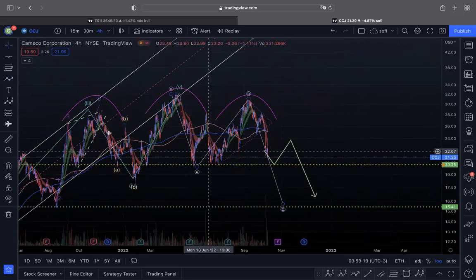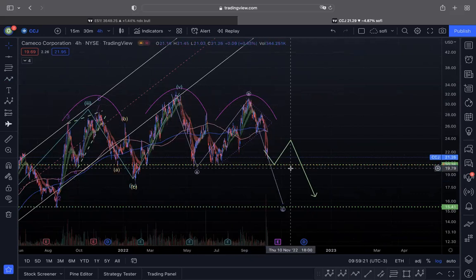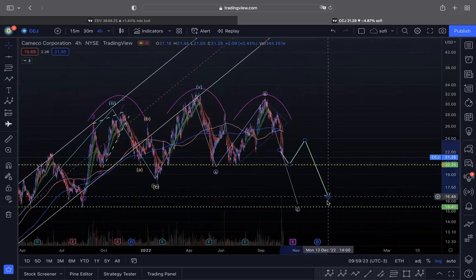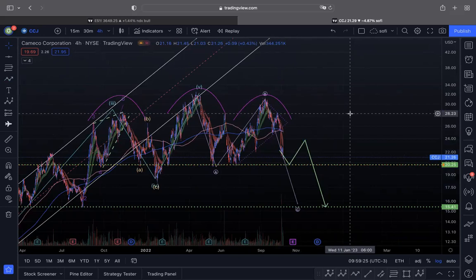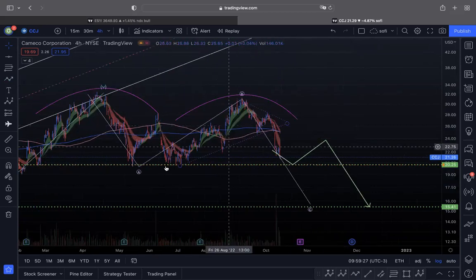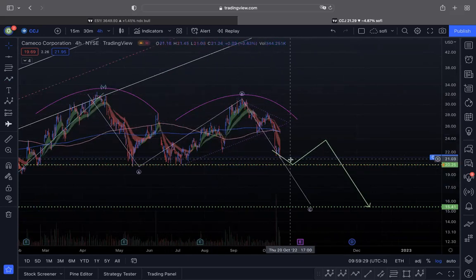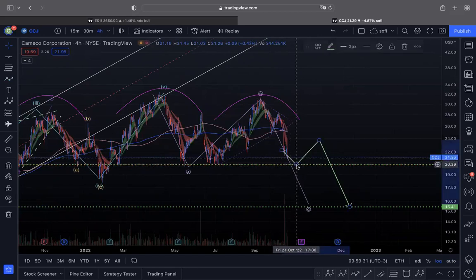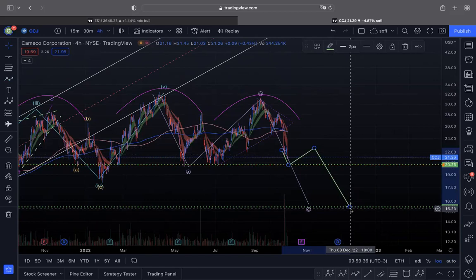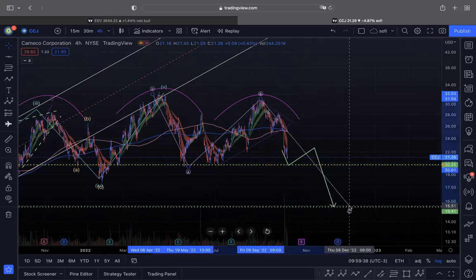When this neckline for this head and shoulders on CCJ breaks, it won't have any support till it comes down to 15 bucks. So yeah, it broke this trend line, and that's why it dumped. Wait for it to test the support, bounce a little, and when it breaks that support, this would make a really good short. So I just wanted to point this out.